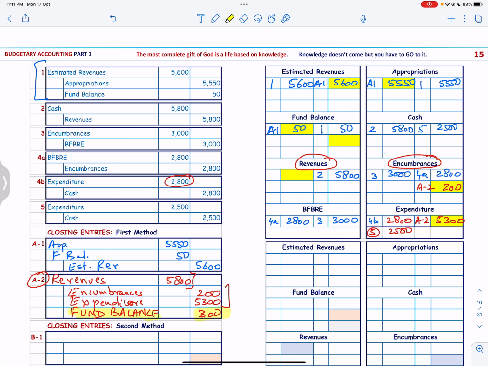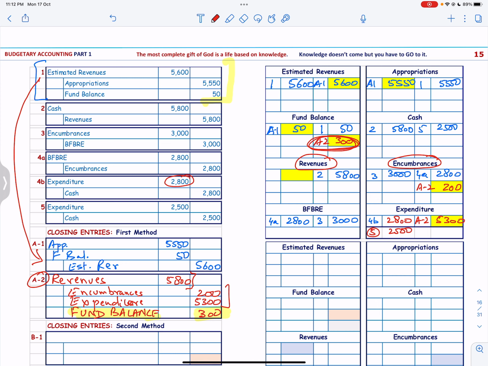Okay, so this is the first method of closing the entries. First of all, I repeat again, we close the original budgetary entry, we just simply reverse it, we do nothing more than that. And then we have to close the revenues, encumbrances and expenditures, and then we will check out the fund balance, and you can see that the fund balance is going to be in the credit for A2, fund balance is 300.